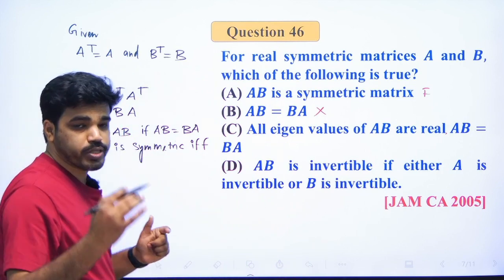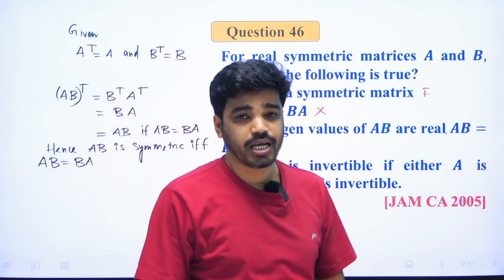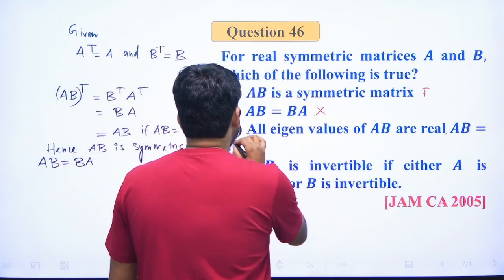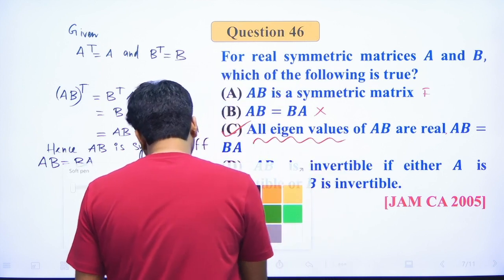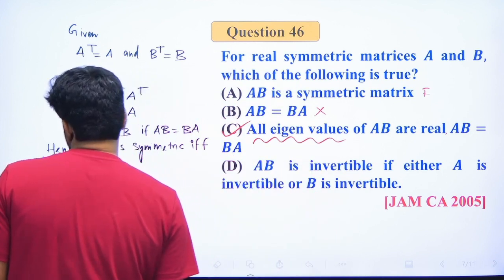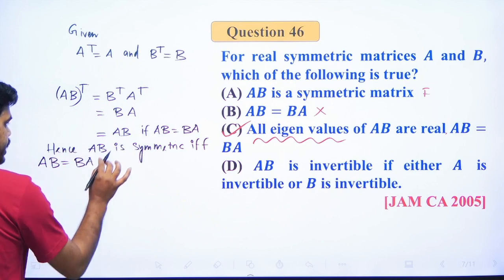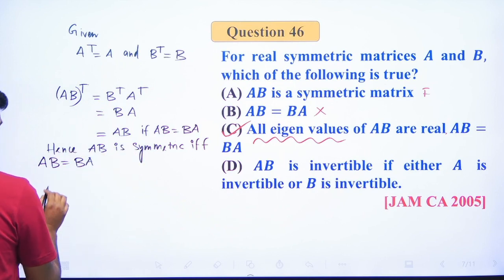Symmetric matrix. We know that the eigenvalues of a symmetric matrix are all real. So option C is the correct answer. The eigenvalues of a symmetric matrix are all real. Note this point. Here we get AB is symmetric, right?